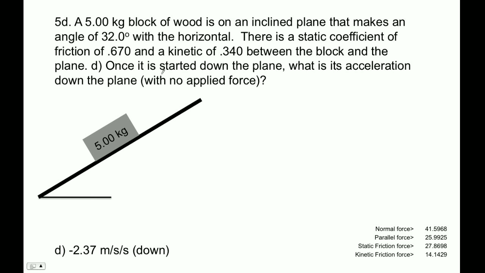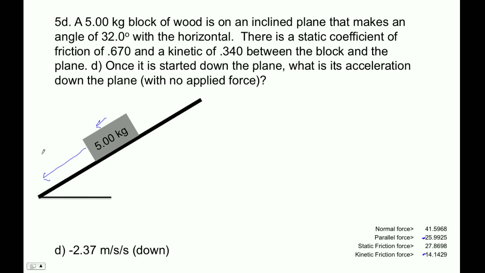Okay, so once it started down the plane, so it could sit on the plane, right? We figured that out in part B, right? It could sit on the plane, but once it started down the plane, we run into this notion that the parallel force right here, the 25.9925, is bigger than the friction force, right? So as it slides down the plane, we've got the parallel force acting down the plane, right?